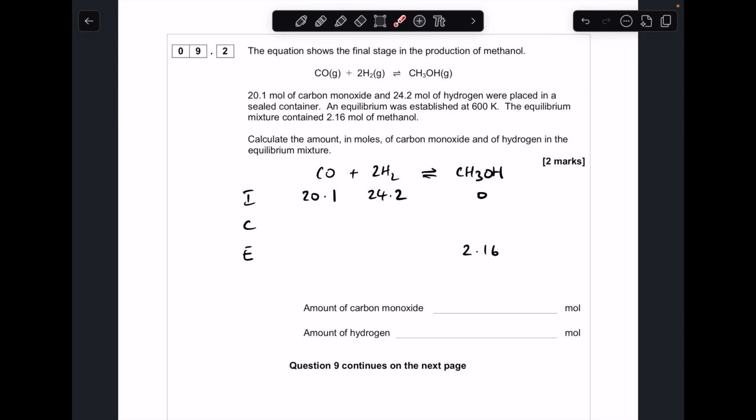Moving on to part two, I've already populated part of the ICE table. So there's the equilibrium there. Initial moles of carbon monoxide, 20.1. Initial moles of hydrogen, 24.2. Obviously you wouldn't have any methanol to start with, but we're told that at equilibrium we've got 2.16 moles of methanol. So looking at the mole ratios, if we've produced 2.16 moles of methanol, we're going to use up 2.16 moles of carbon monoxide because of the 1:1 ratio, but we'll use up twice as many moles of hydrogen. So that means at equilibrium, we're going to have 17.94 moles of carbon monoxide and 19.88 moles of hydrogen.